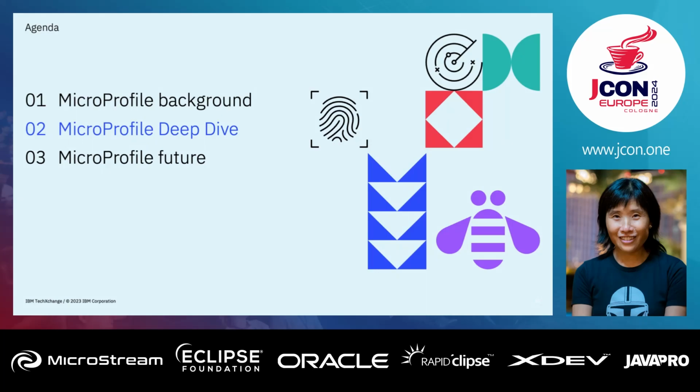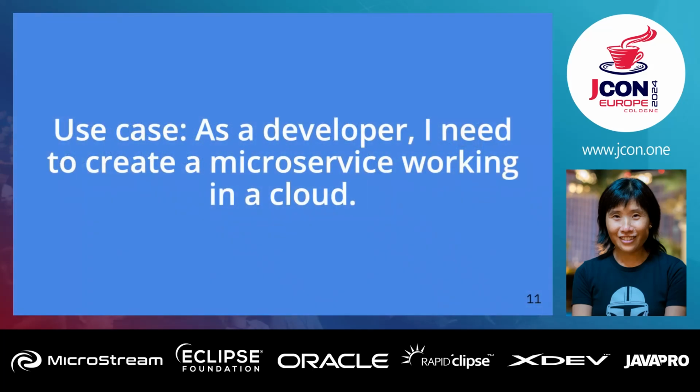Okay, so now all the background information is done. Let's go into the deep dive. I talked about a lot of specifications, and it's okay, there are so many. How do they work? What kind of problems can they solve? Let's get started. So you want to create basically cloud-native Java applications that can do some responses and so on. Right? So this is your use case.